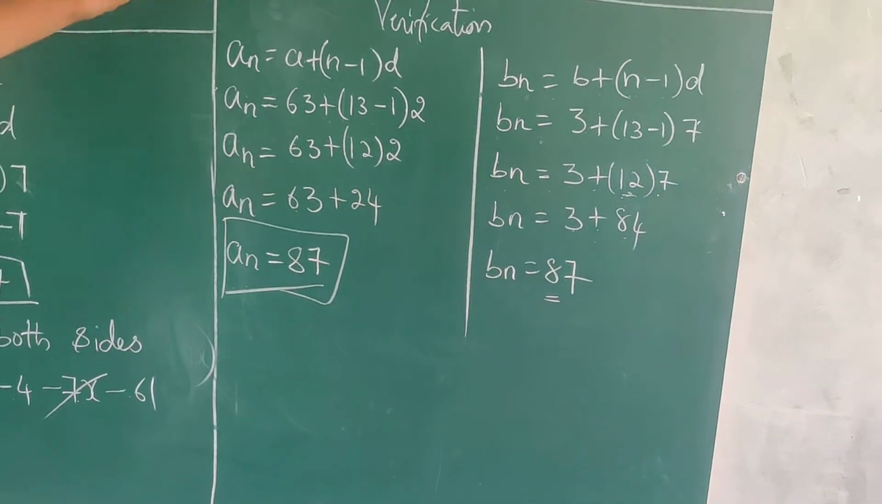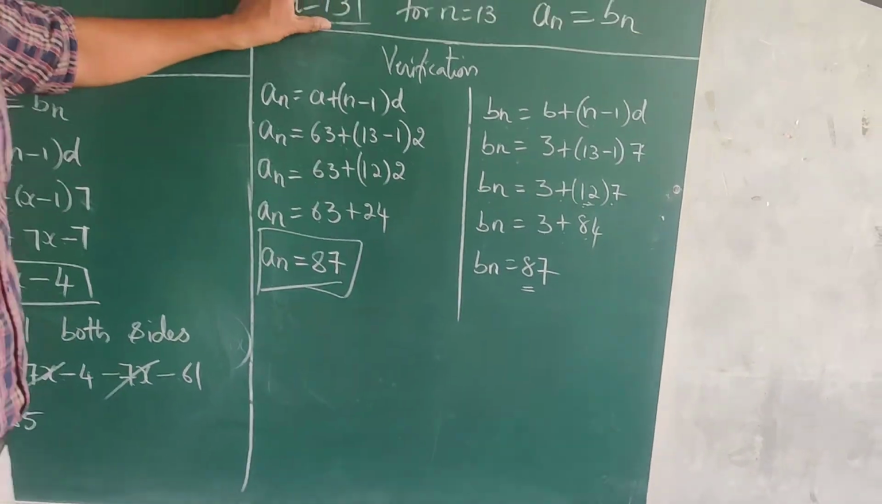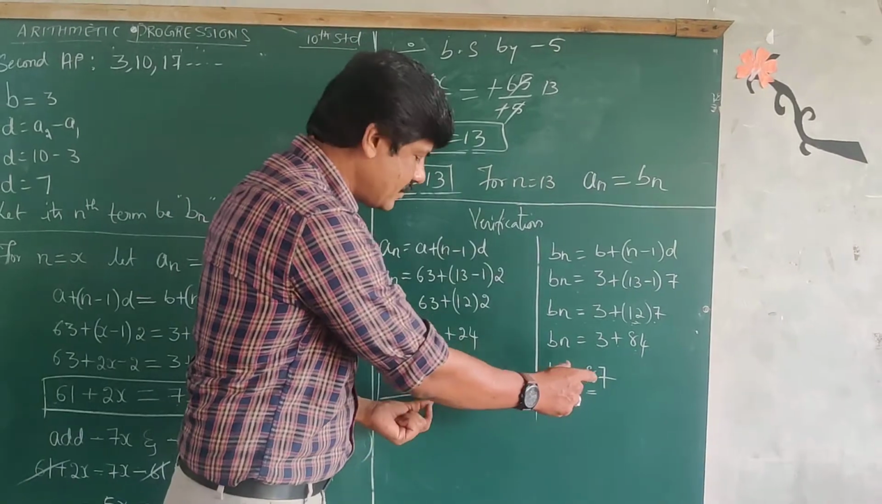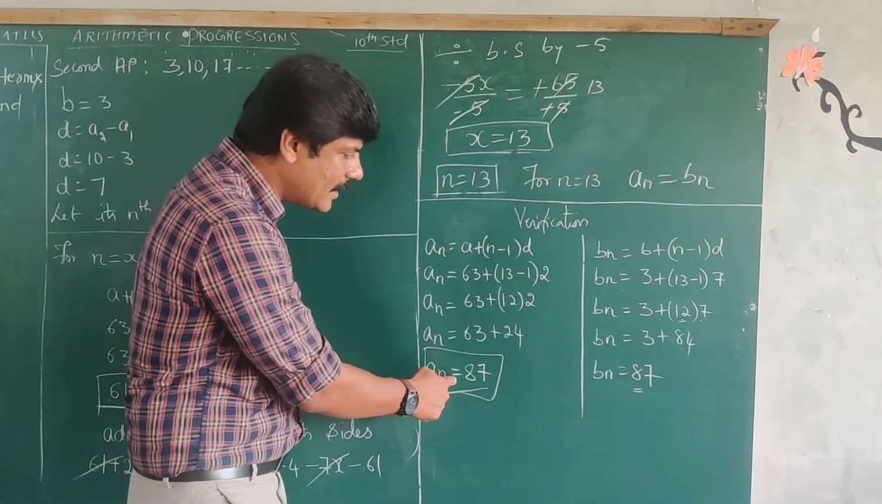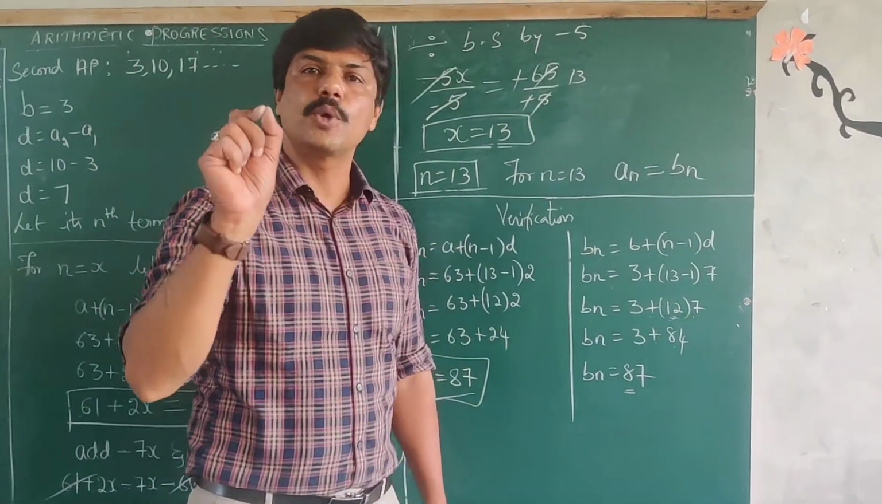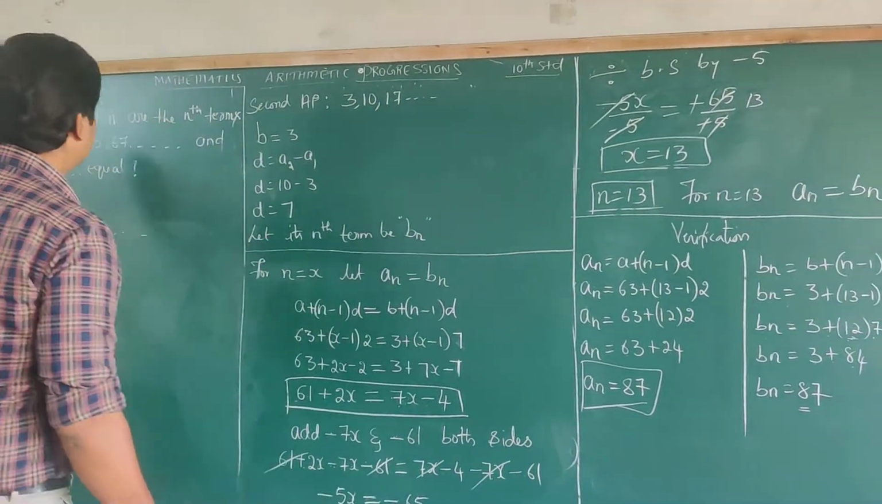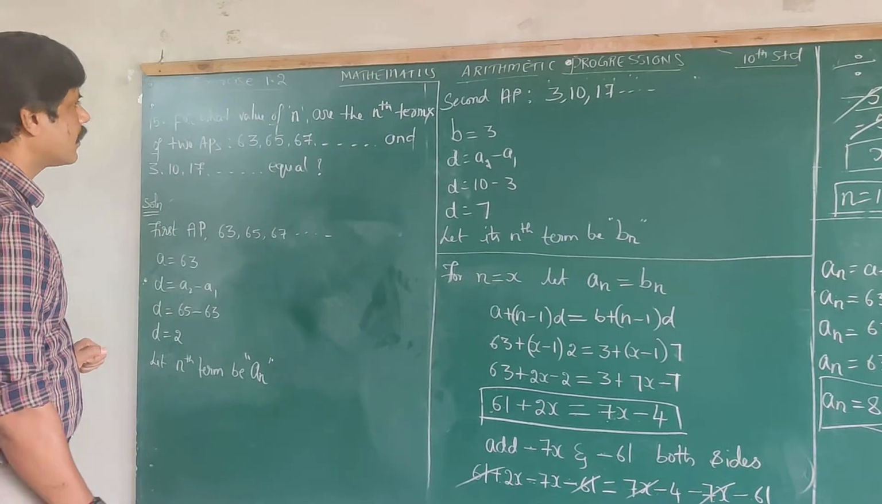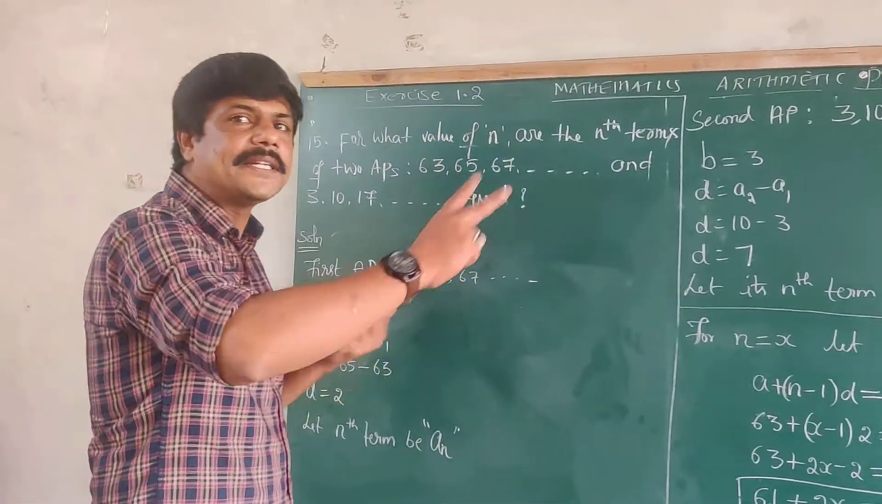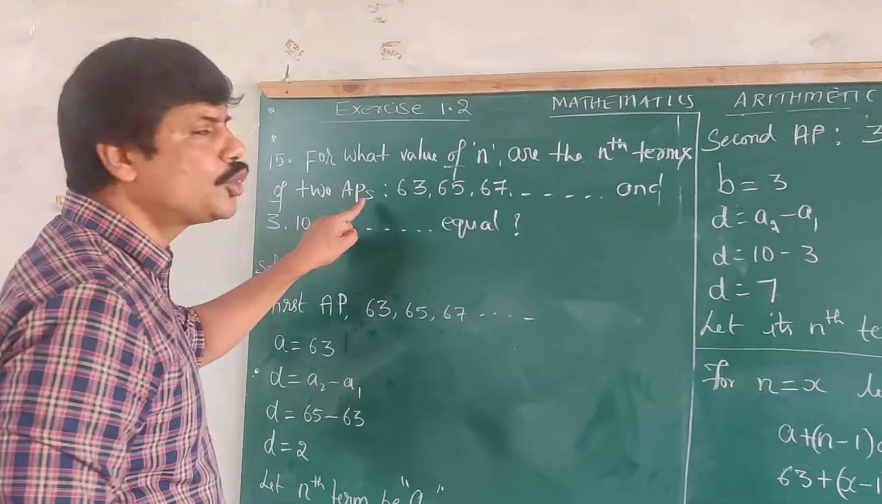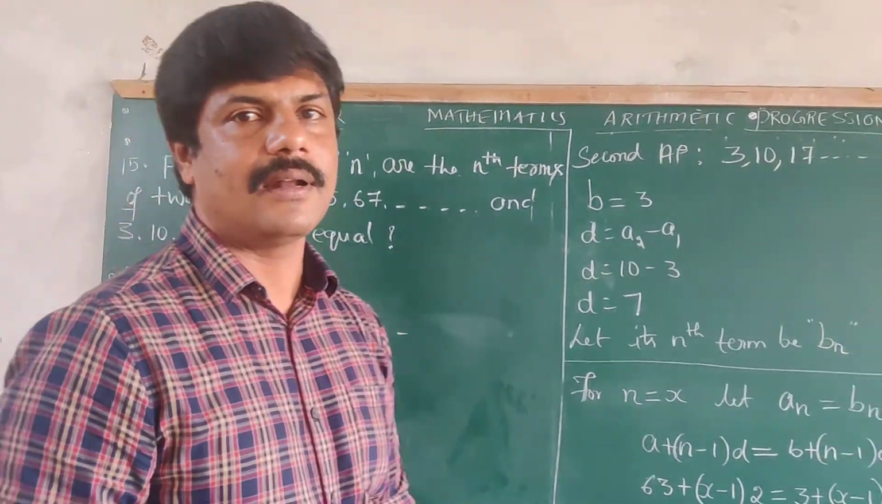After substituting n value as 13 in both the APs, you will get the nth terms as 87 and 87. Thus it is proved that 13 is the value for which both the nth terms of the two APs become equal. Did you understand?